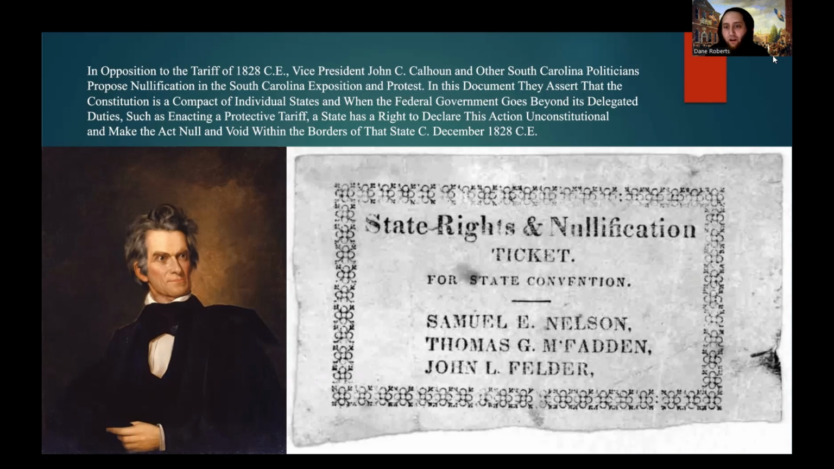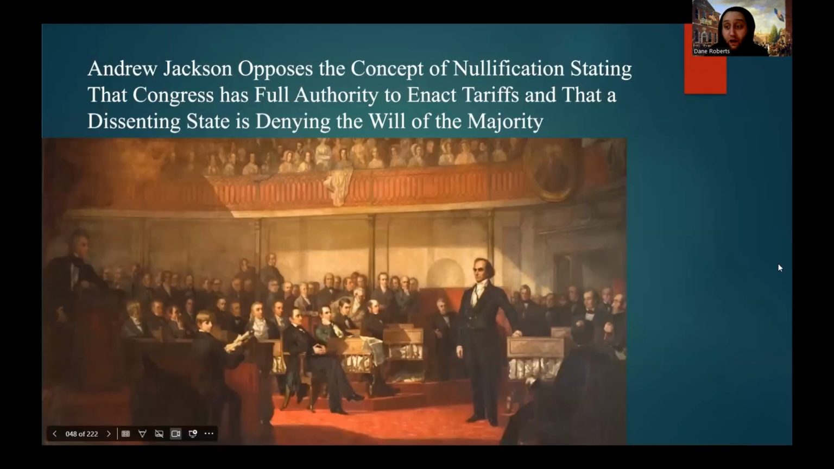With this compact, with this exposition and protest, being delivered in December 1828 CE. Andrew Jackson would heavily oppose the concept of nullification, stating that Congress had and still has full authority to enact tariffs and that a dissenting state is denying the will of the majority.